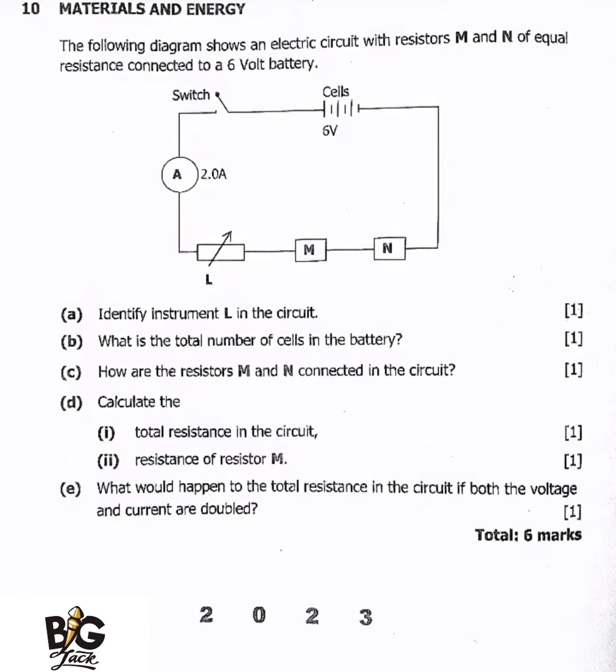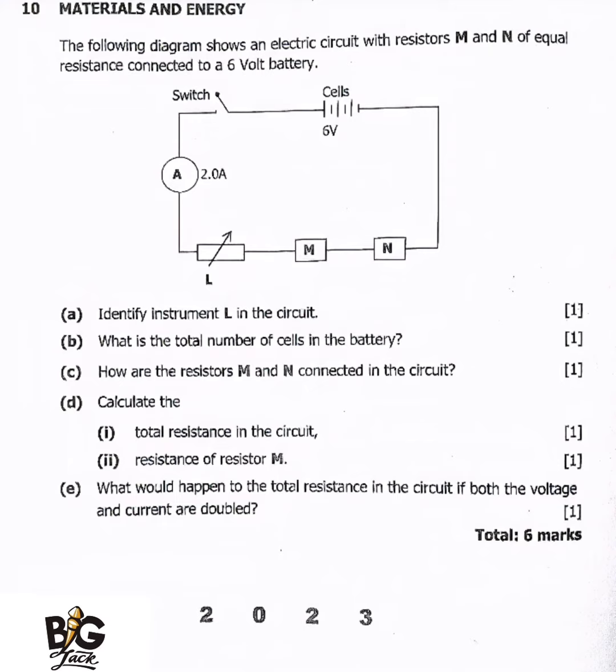The question says the following diagram shows an electric circuit with resistors M and N of equal resistance connected to a 6-volt battery. Let me repeat this part. They are saying resistors M and N have equal resistance. For resistance, we use capital letter R under Ohm's law. An instrument which provides resistance is called a resistor. Now resistor M and resistor N have equal resistance.